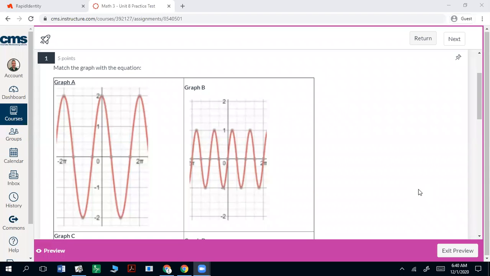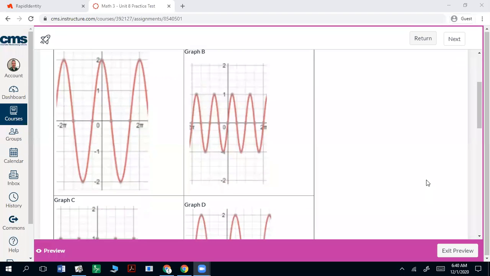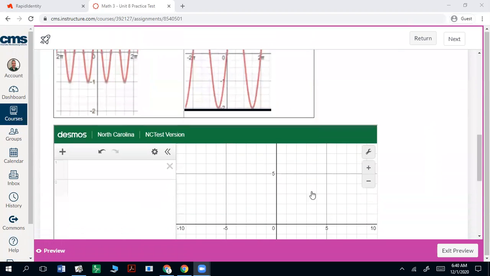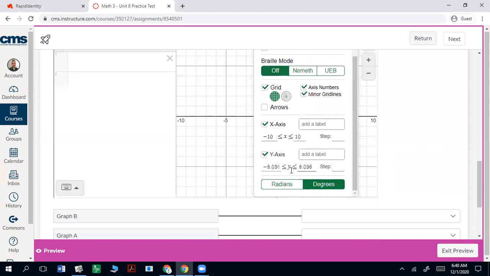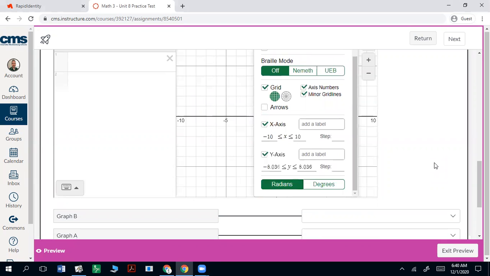Okay, this is question number 1 on the practice test. Match the graph with the equation. We got 4 different graphs. First thing you want to do is make sure your settings are in radian. So click the wrench, click radians.